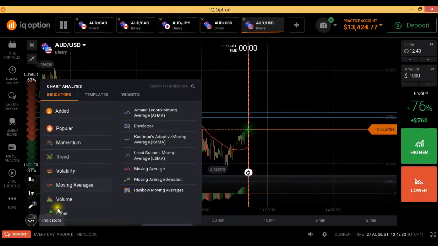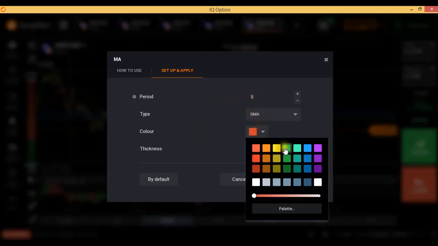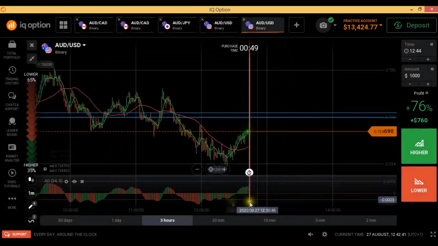And you're thinking, why am I showing you this? Because there's people that don't know about trading. I need people to know what I'm talking about. Now, we put 5 and let's put that as green. Alright, and we click OK.